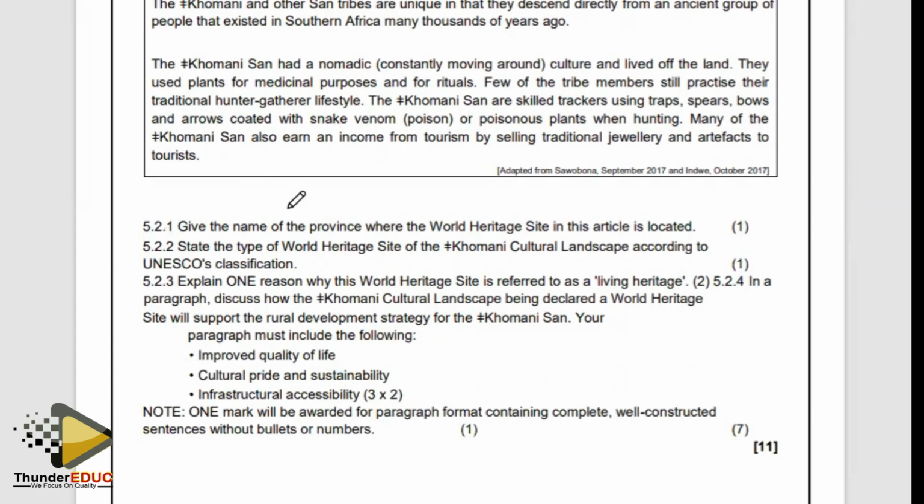So, name the province from which the article comes. That is actually the Northern Province, the Northern Cape.